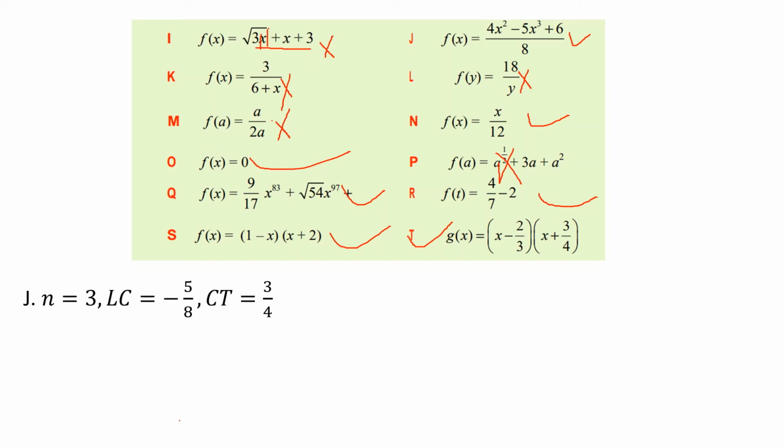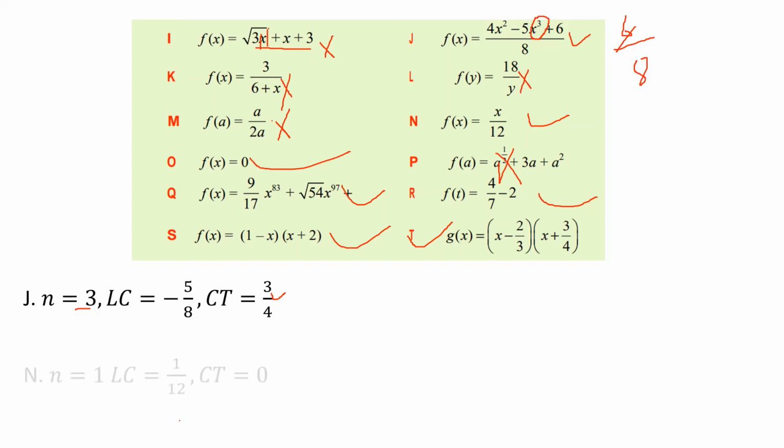For N, n is equal to 3 here. We have to give the degree: n is equal to 3. The leading coefficient is minus 5 over 8, and the constant term is 6 over 8. When you simplify, it is 3 by 4, sorry.